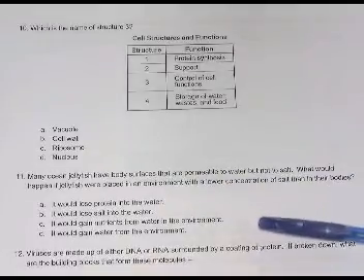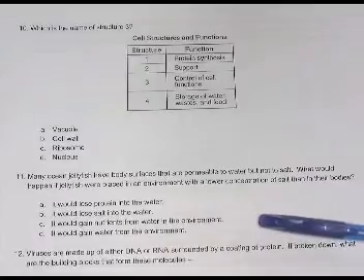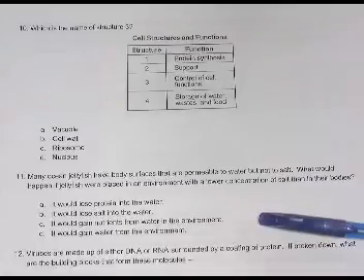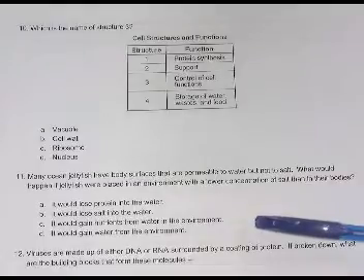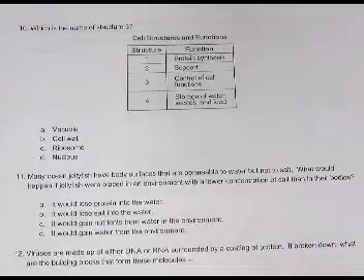Question 11. Many ocean jellyfish have body surfaces that are permeable to water but not to salt. What would happen if a jellyfish were placed in an environment with a lower concentration of salt than in their bodies? A, it would lose protein into the water. B, it would lose salt into the water. C, it would gain nutrients from the water in the environment. D, it would gain water from the environment.